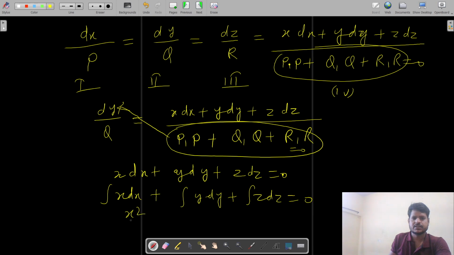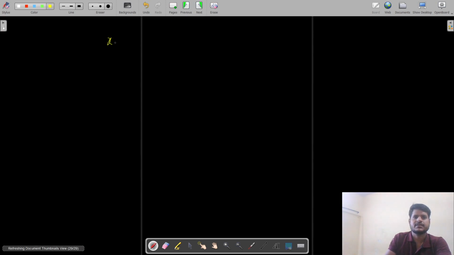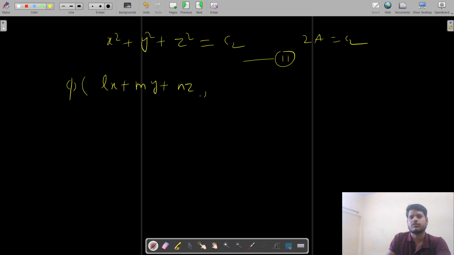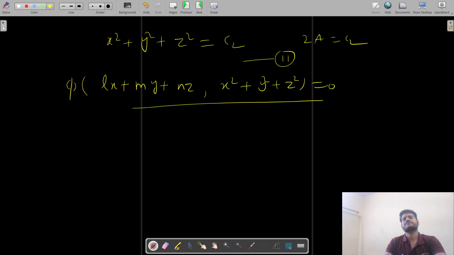So we have x square by 2 plus y square by 2 plus z square by 2 is equal to a constant. Now I can write here x square plus y square plus z square equal to c2. I can consider 2 times the constant is equal to c2. So this is the second case. Now the solution you can write here: first equation we have lx plus my plus nz equal to c1, and this second equation x square plus y square plus z square equal to c2. So this is the solution.